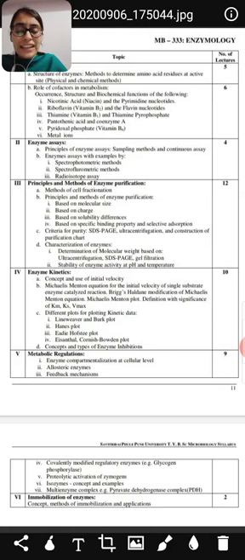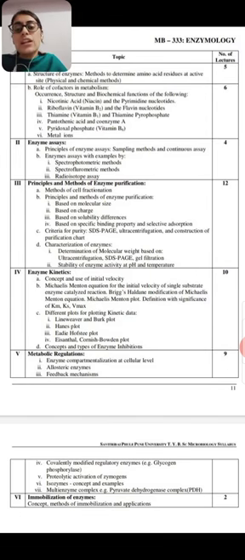So you need to break or disrupt this cell. So in general, I'll tell you the flowchart of the cell fractionation.